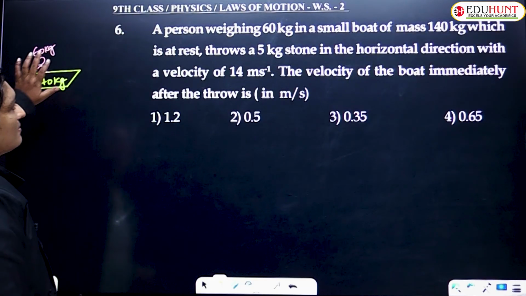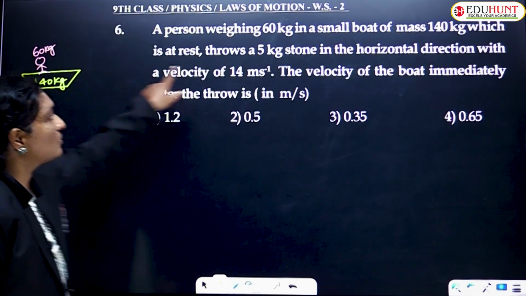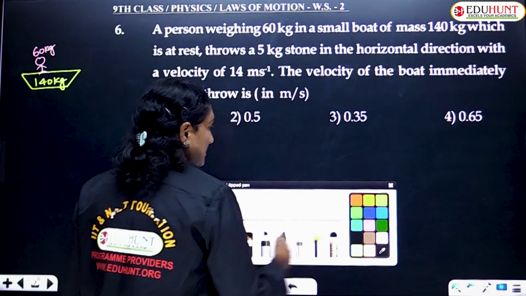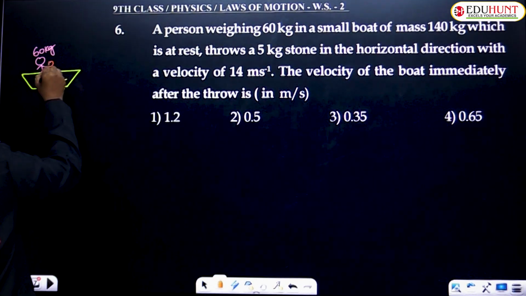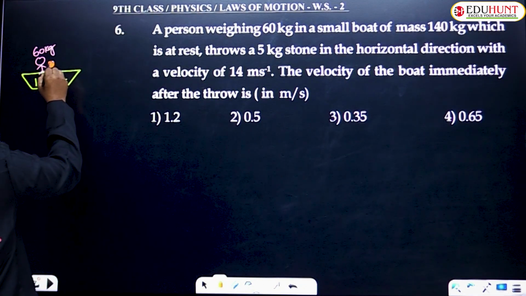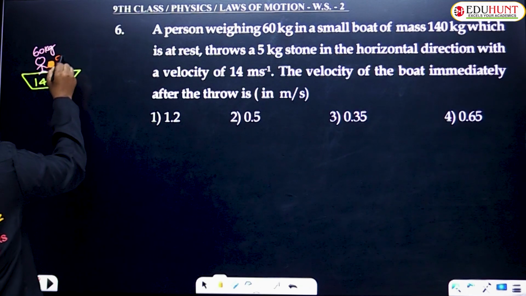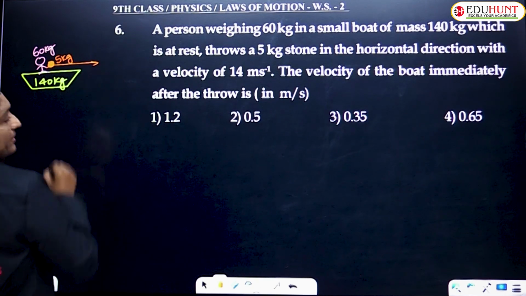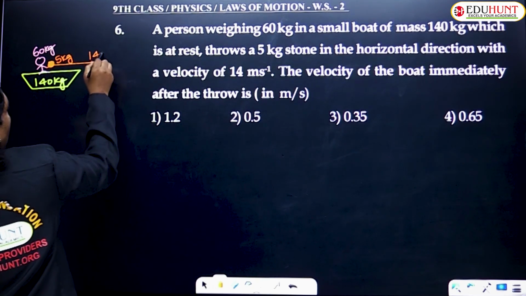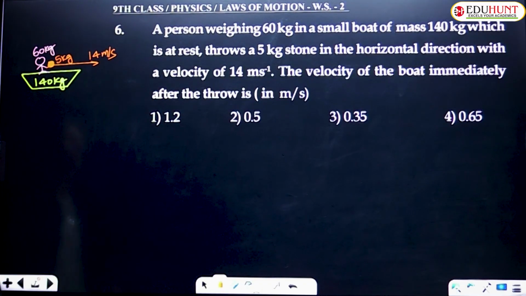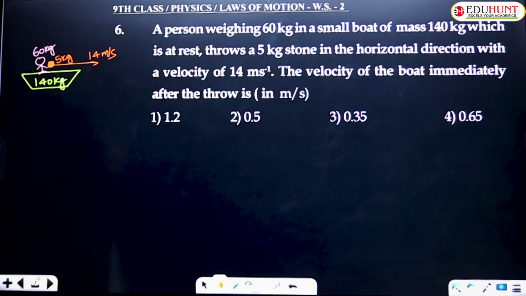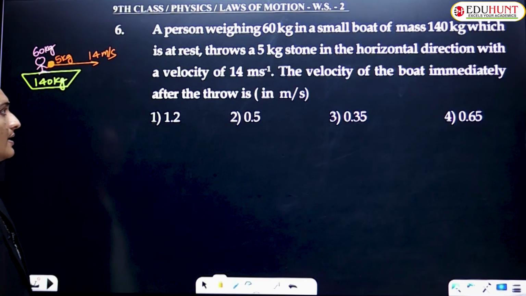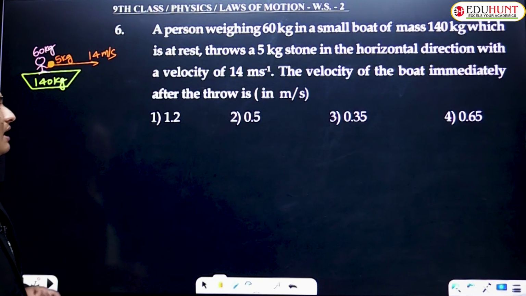Both are at rest, and this man throws a 5 kg stone. So what are they doing? This person throws a 5 kg stone. The stone weight is 5 kg and it was thrown with a velocity of 14 meter per second in the horizontal direction. The velocity of the boat immediately after the throw is?